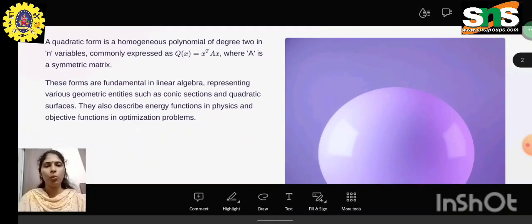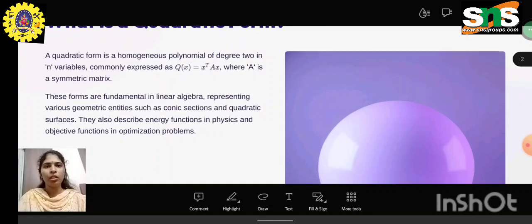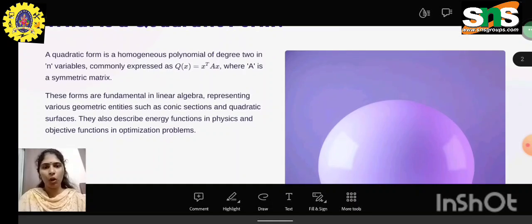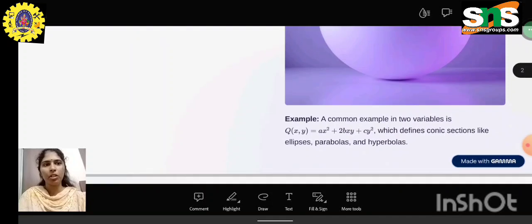Now let us see what is quadratic form. Quadratic form is a homogeneous polynomial of degree 2 in n variables, commonly expressed as q of x is equal to x transpose Ax, where A is a symmetric matrix. These forms are fundamental in linear algebra, representing various geometric entities such as conic sections and quadratic surfaces. They also describe energy functions in physics and objective functions in optimization problems.